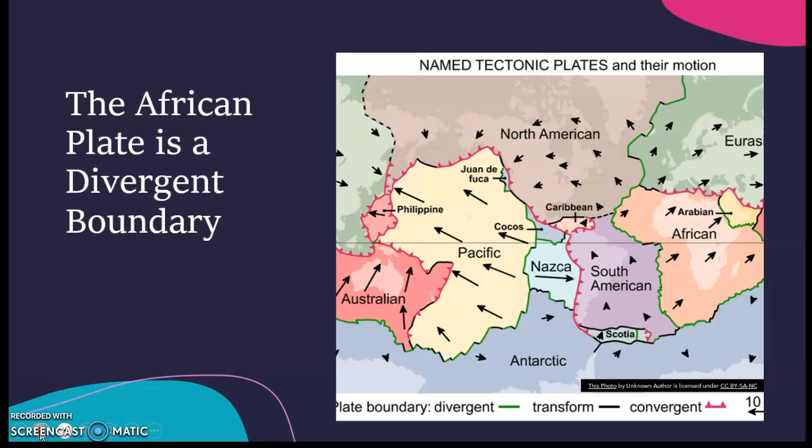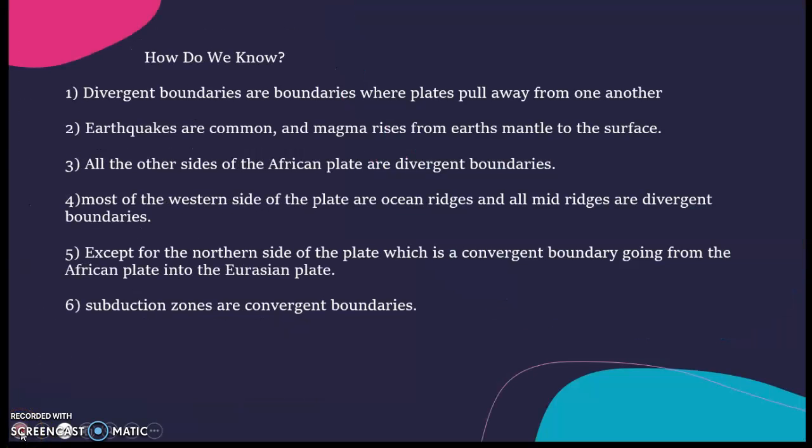The African plate is mostly a divergent boundary, and in this slide you will see the plate boundaries down here: divergent green, transform black, and convergent red. And as I said, if you look along this African plate, it is mostly green, meaning it is divergent. But just up here by the Eurasian plate, it has a convergent boundary. How do we know?